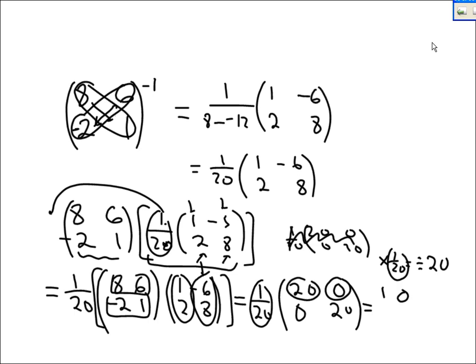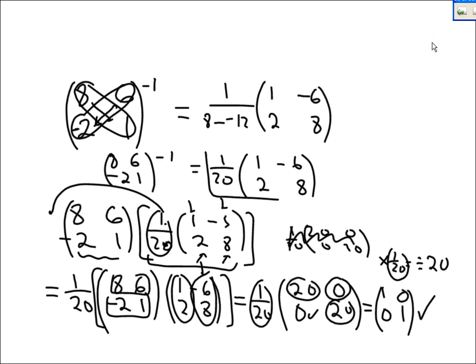0 over 20 is 0. Again, 0 over 20 is 0. And 20 over 20 is 1. So here, we got the right inverse. The inverse of 8, 6, negative 2, 1 is this matrix. I know it is. I multiplied the two out, and I got the identity matrix.